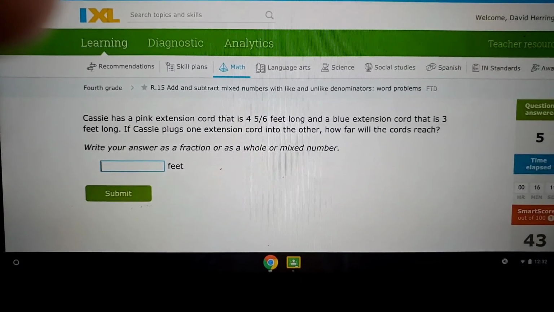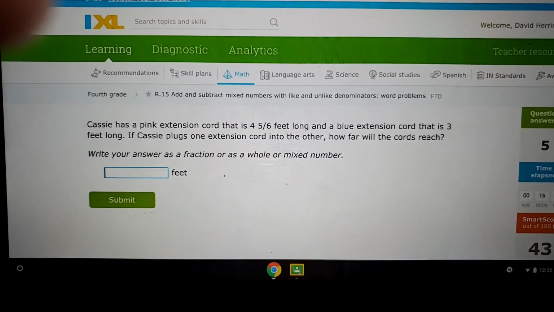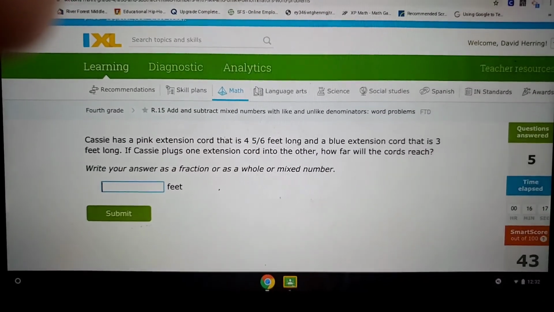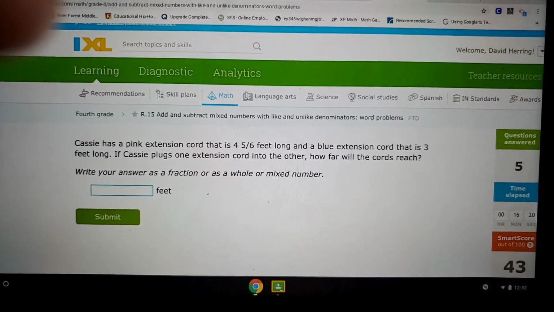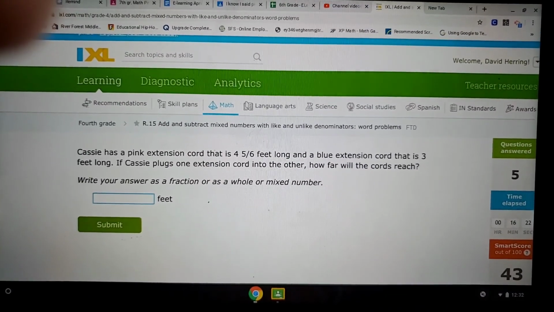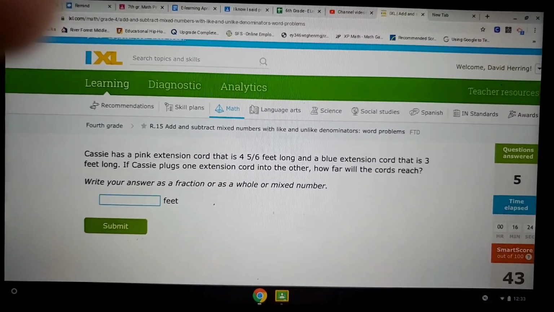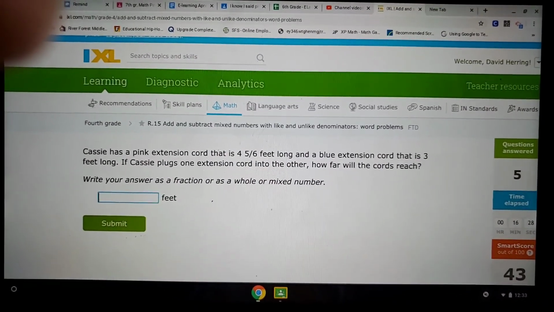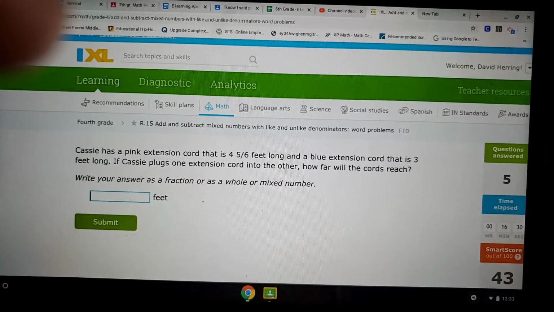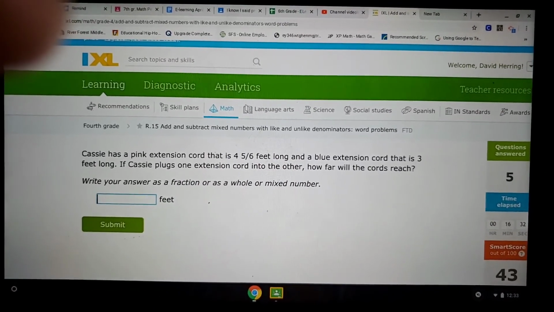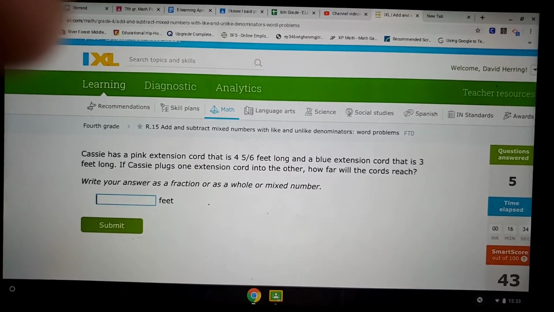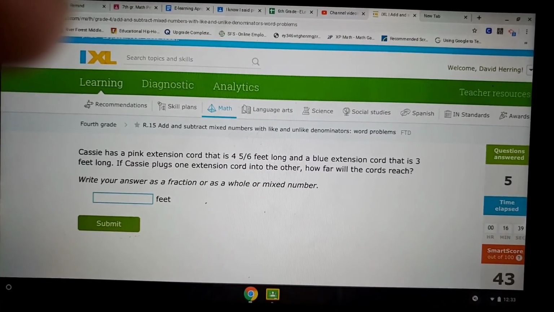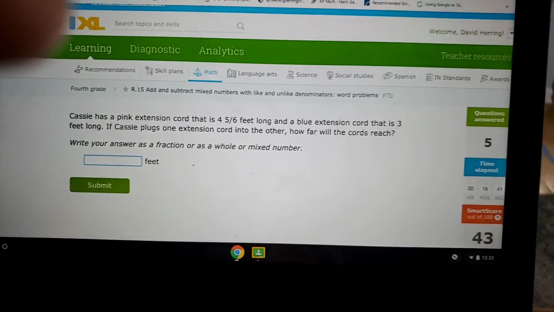Cassie has a pink extension cord that is 4 5/6 feet long and a blue extension cord that's 3 feet long. If Cassie plugs one extension cord into another, how far will the cords reach? So what are we doing here? Adding or subtracting? We're combining 2 cords, okay? It says that she has another and she is going to plug one into it. So we're combining the 2. So let's set these up to add.